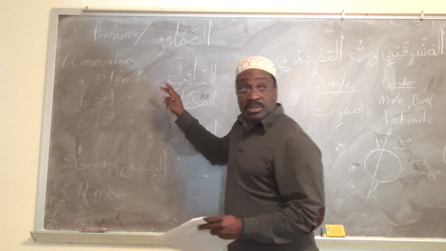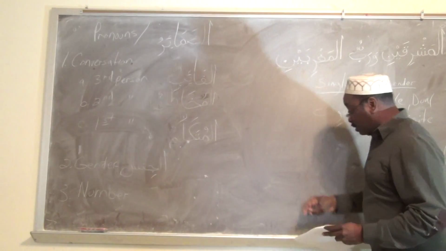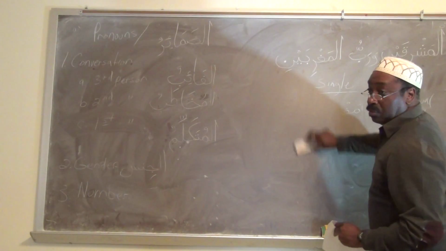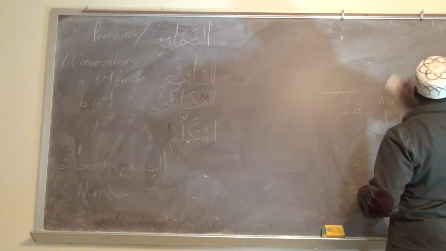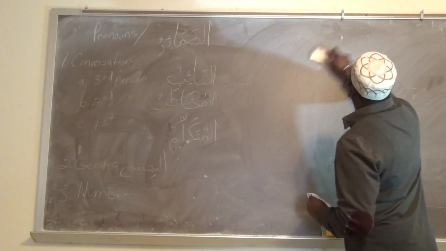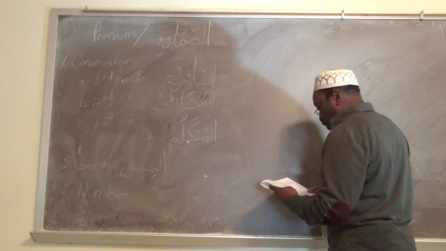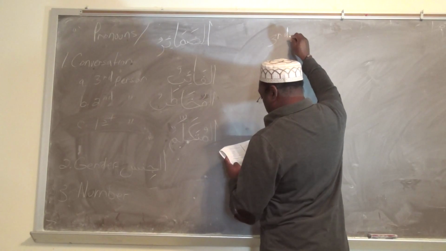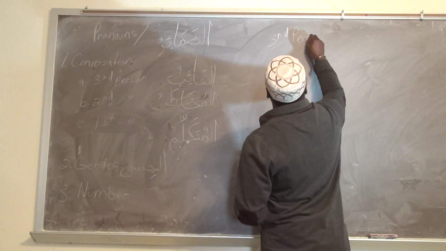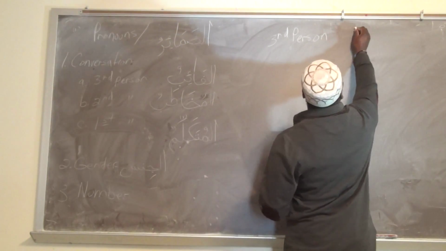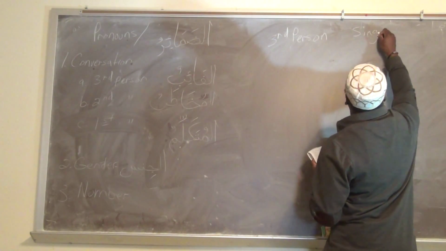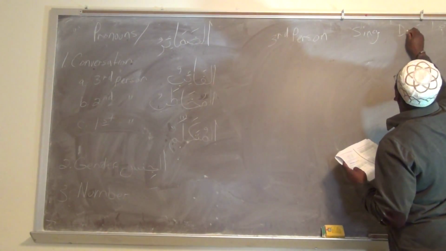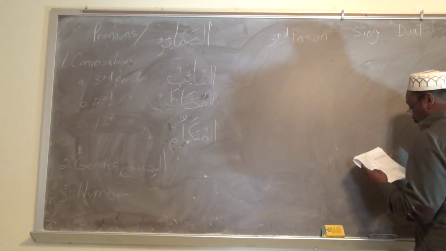Let's look at something. I'm going to erase this. I'm going to erase on this side here. Let me keep up with the time here. Okay, let's do this. Third person, we'll put up here. We're going to put singular. I'm just going to abbreviate that, S-I-N-G for singular. Okay. And we're going to put dual. And of course, plural.